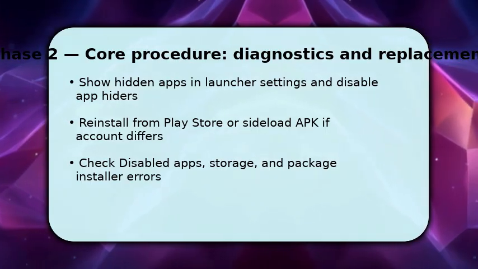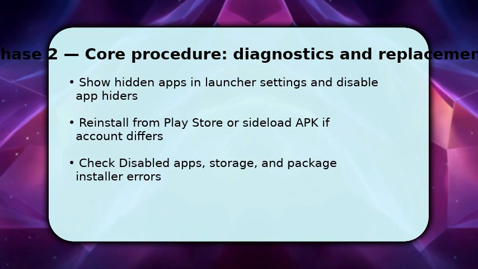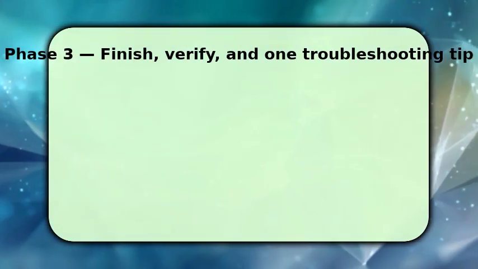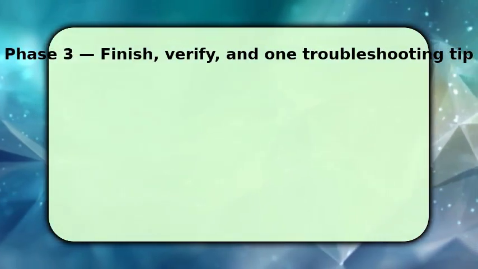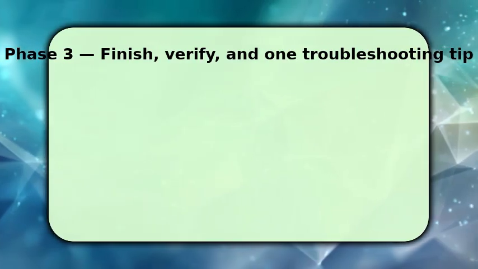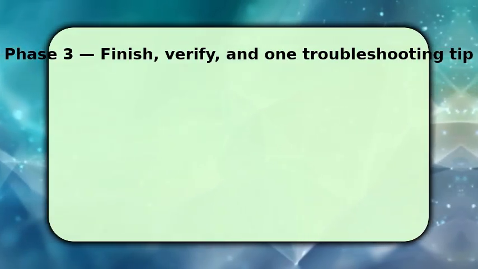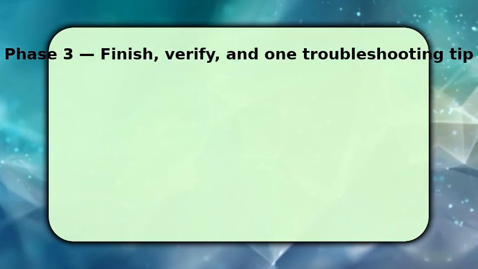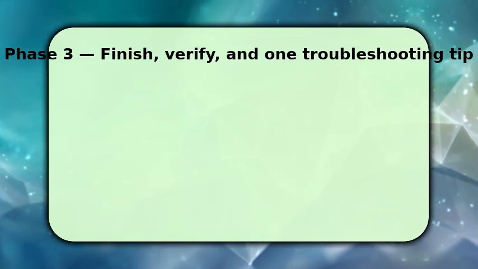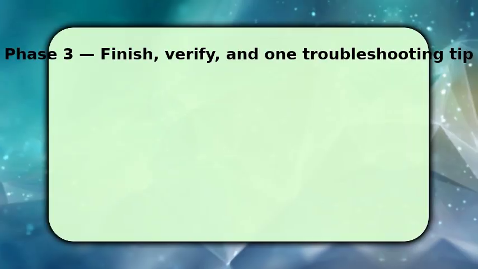To finish, clear the launcher's app data or reset app preferences to restore missing icons and defaults, and try installing a different launcher to rule out UI bugs. If nothing works, back up everything and perform a factory reset as a last resort. This removes deep configuration issues that block app visibility.